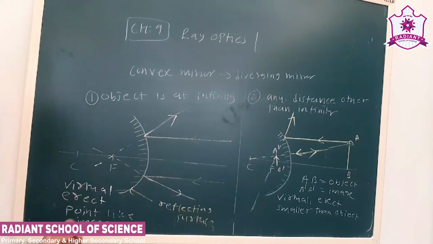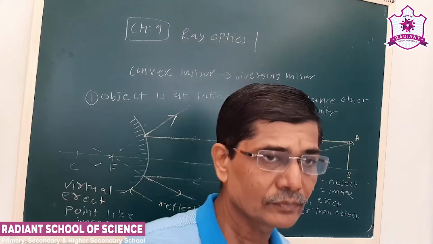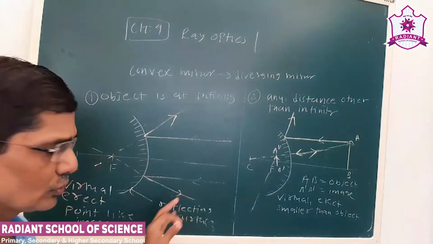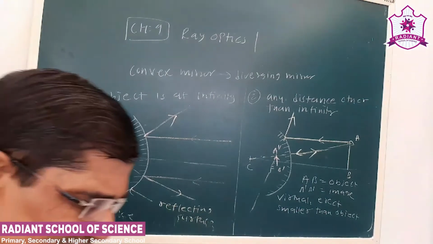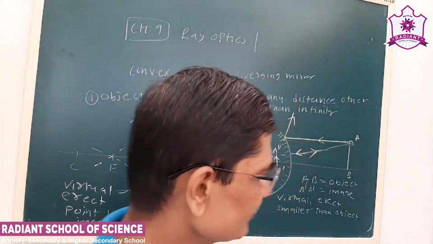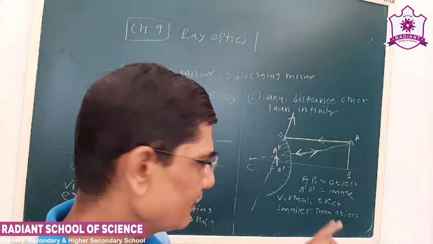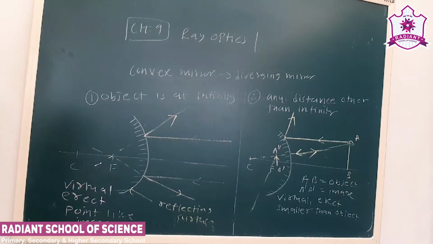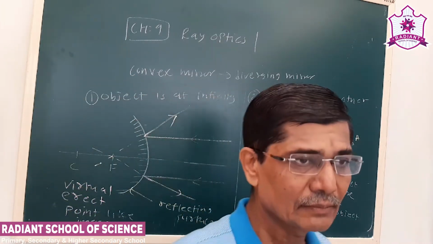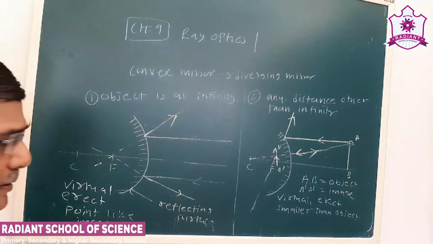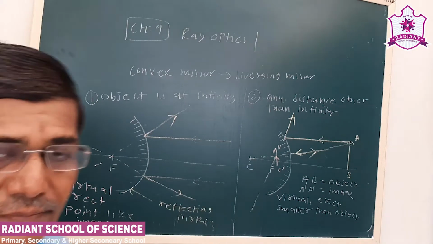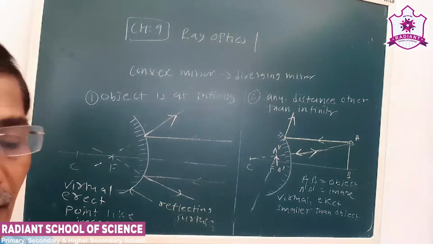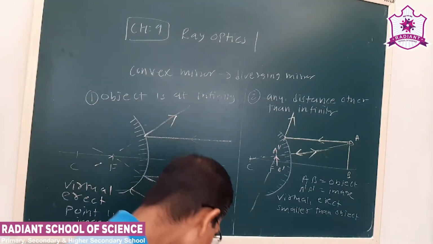So for the convex mirror we have to consider only these two cases. Any condition given will be out of these two possibilities, so we have to keep that in mind. Now this is how the image is formed by a concave mirror and a convex mirror when the object is placed at different positions in front of the mirror.